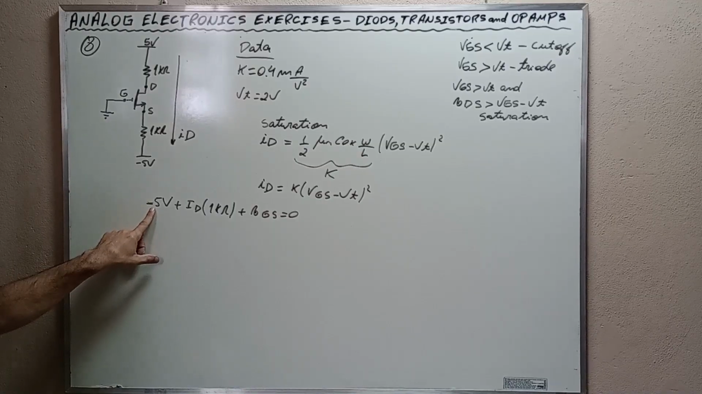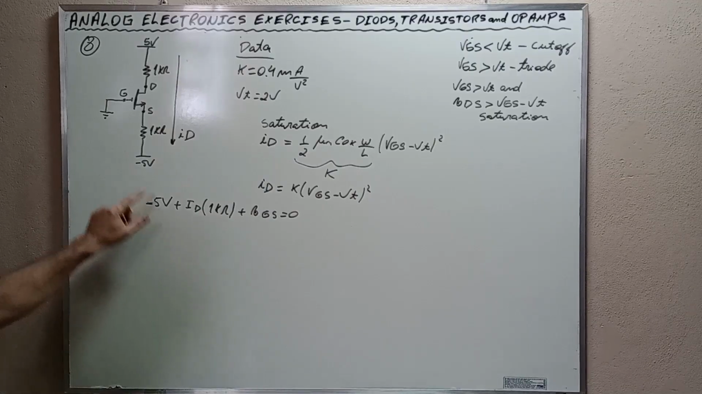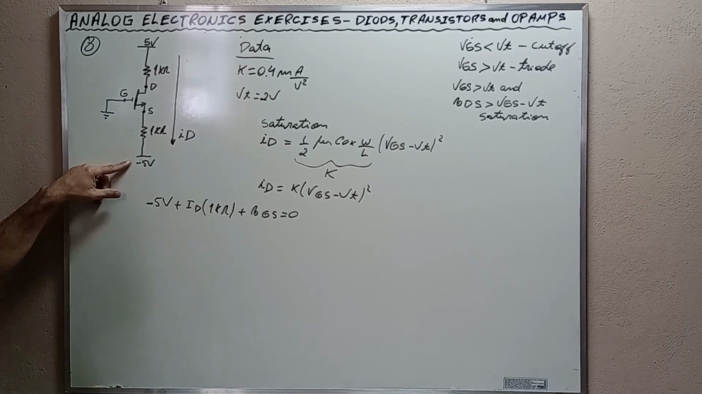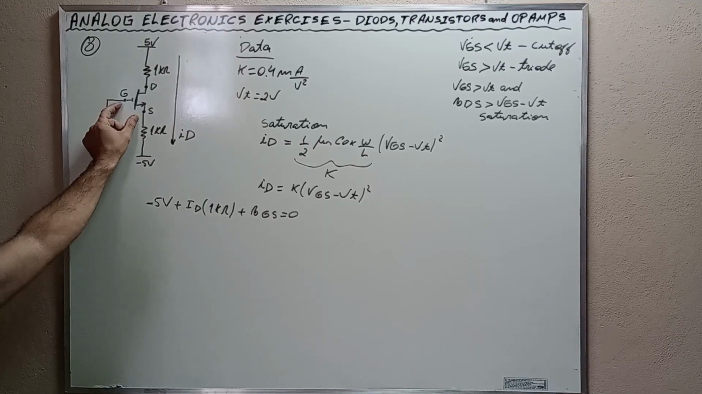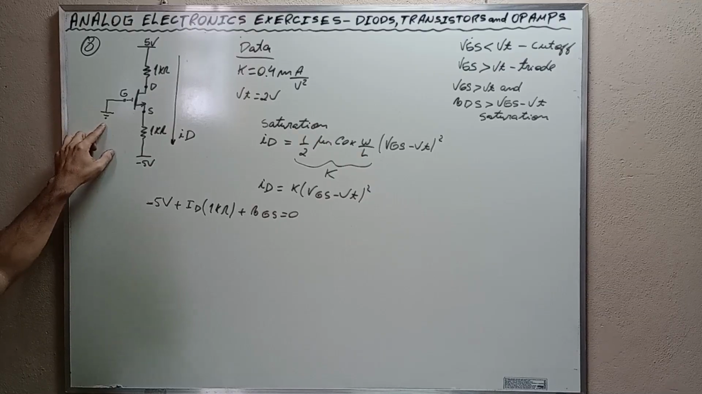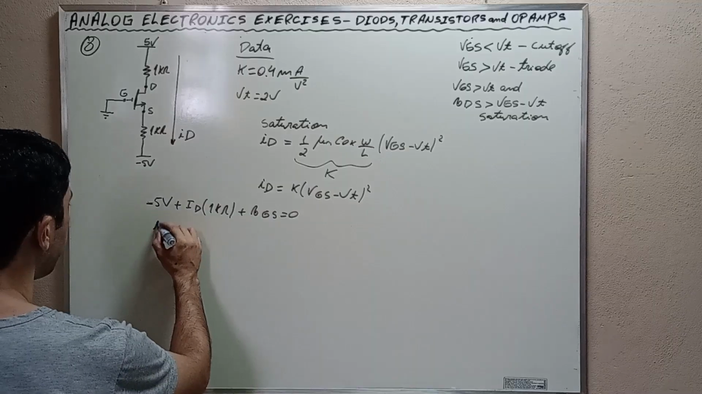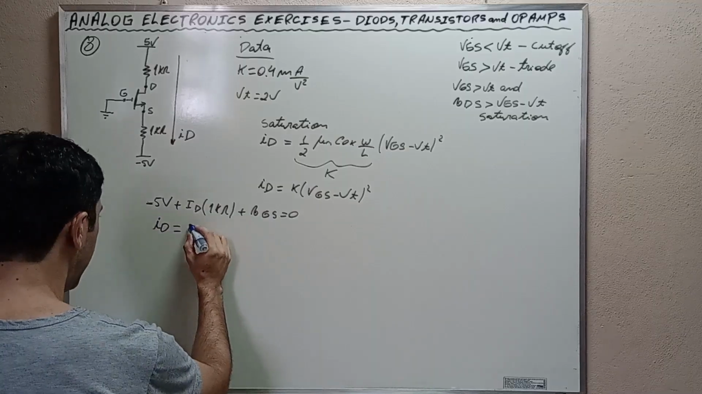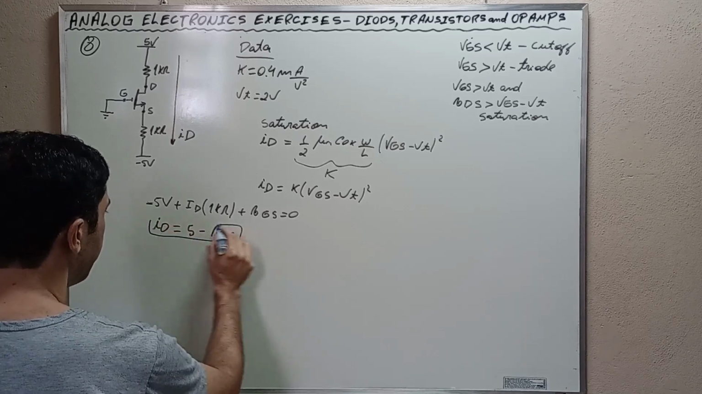It is paramount that you understand this expression because we are going to use it. From this negative 5 volt source, passing through this voltage drop plus VGS is equal to 0 because the gate is grounded. Using this expression and rearranging, we find that ID is equal to 5 minus VGS.